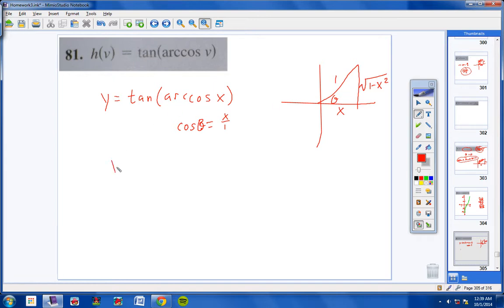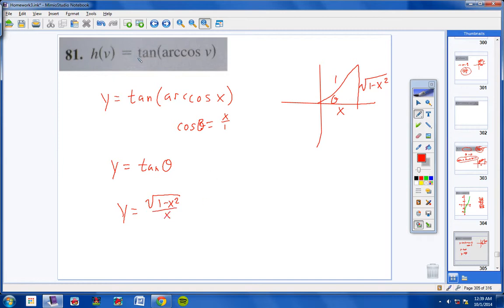So now I have y equals what? Tangent of theta. And I can quickly solve tangent of theta. So now y equals, what is tangent of theta? Well, opposite over adjacent. So y equals square root of 1 minus x squared all over x.